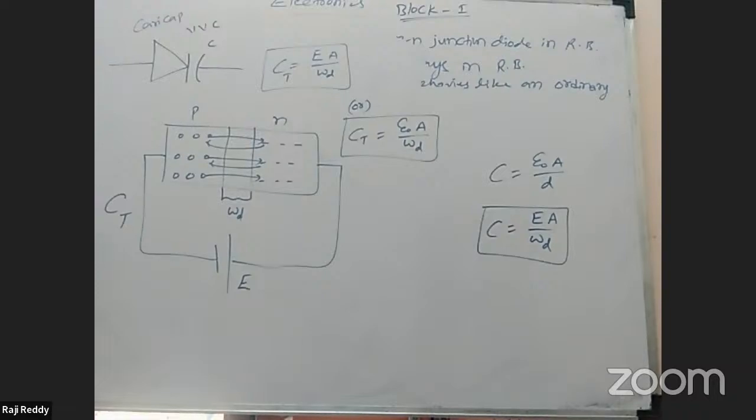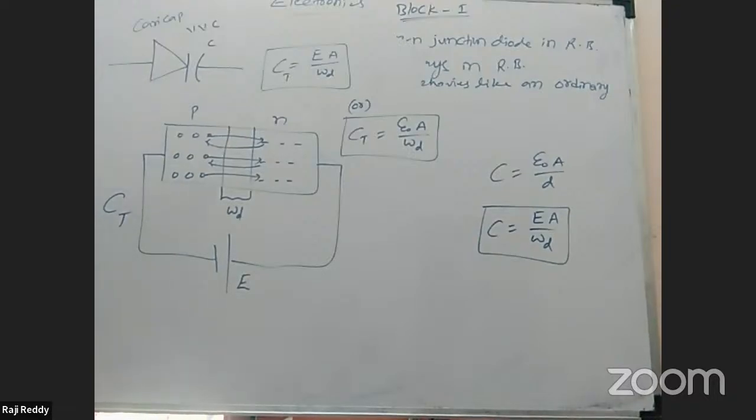As the reverse bias potential increases, the width of the depletion region increases, which in turn reduces the transition capacitance. The characteristics of a typical commercially available varicap diode are shown in the figure, along with the varicap diode symbols. That's it. This much is enough for the varicap diode.